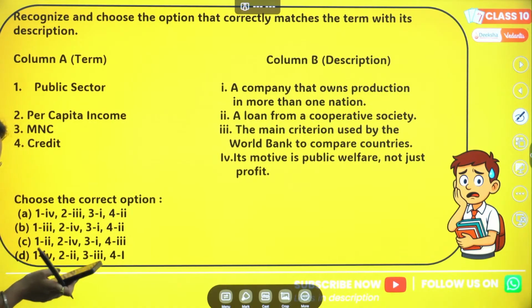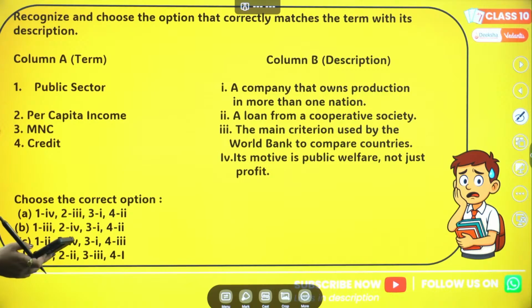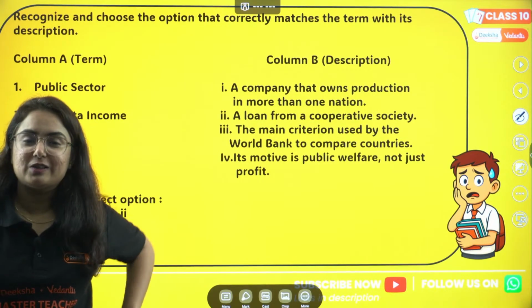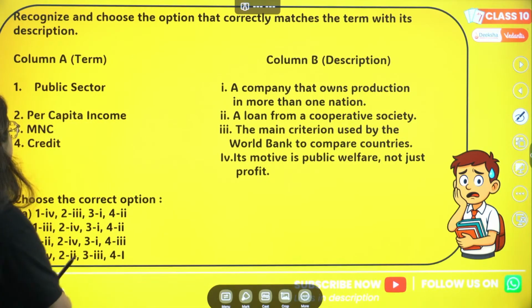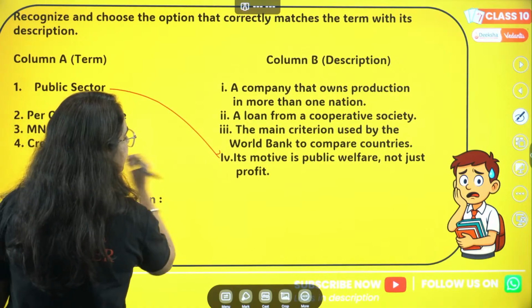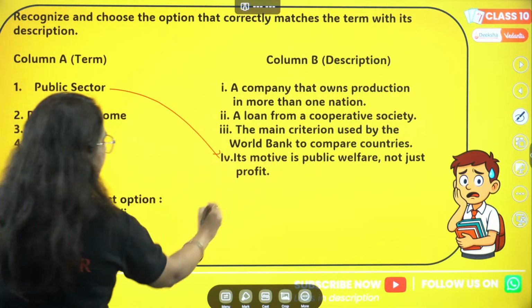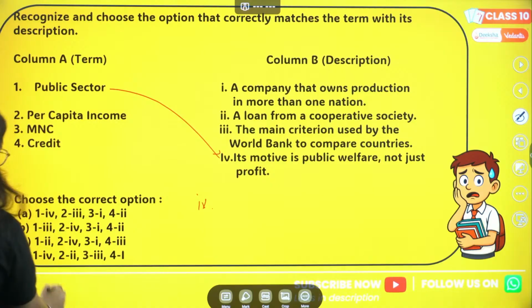I got the answer of Jessica and Rohit as A. Arihant is also saying A. So finally you also read the question along with them today. So great. Yes, public sector focus, its motive is to provide public welfare. So we are getting 4. So where is the 4? Here is the 4, here is the 4.